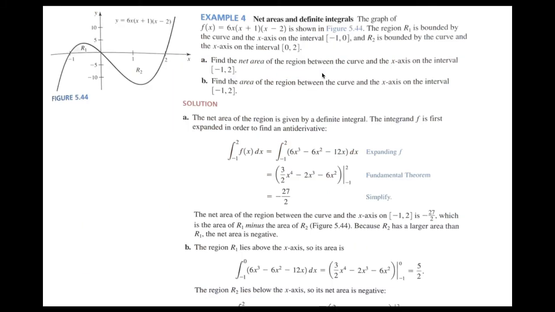Example 4 is very similar. In A, you need to compute the net area. For this, you integrate from -1 to 2. In B, you need to compute the area, or total area as I will call it. For this, you need to evaluate two integrals, one from -1 to 0, and the second from 0 to 2.